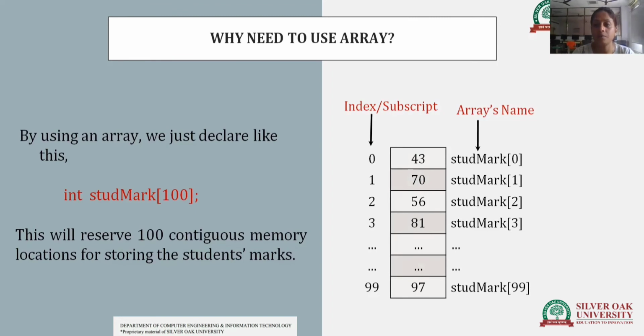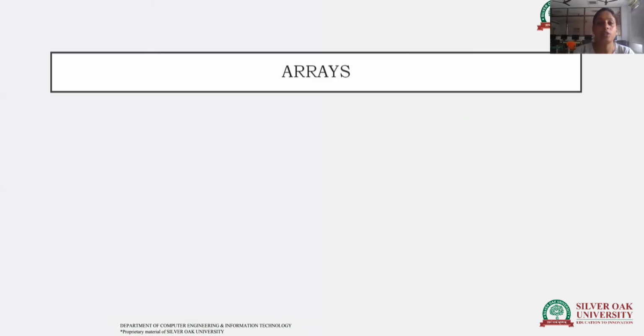Now the array name is the same for all student marks. So through this array name and index number, you can bifurcate each and every element in the data. Now, the values which you want to store, you can store in different locations of the array. So this is actually the concept of array.